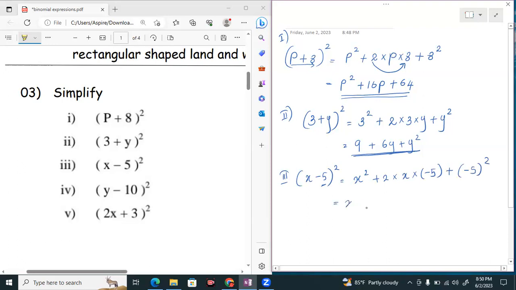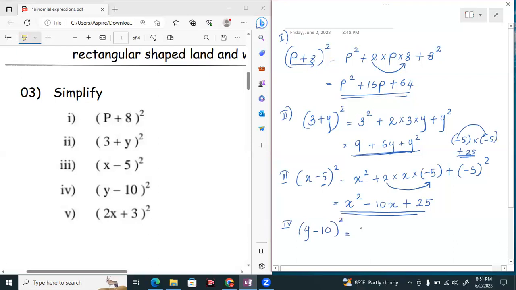Then x squared, 2 into minus 5, it is minus 10x. Then minus 5 squared, it is plus 25. Minus 5 into minus 5 becomes plus 25, because minus minus becomes plus. Okay? Fourth one: y minus 10 squared equals y squared plus 2 into the product of two terms, 2 into y into minus 10. Add minus 10 squared.